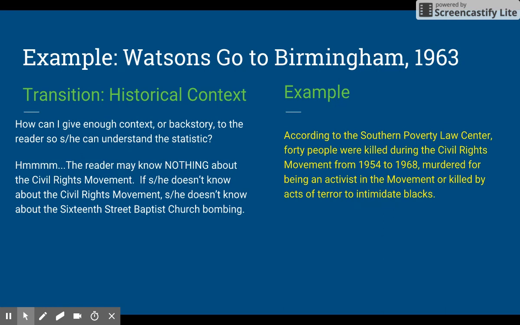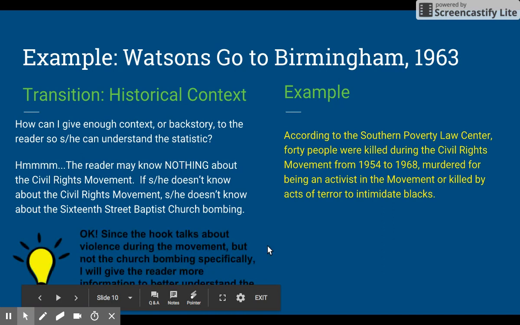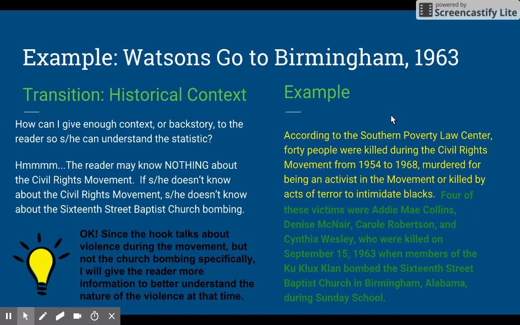Well, the reader may know nothing about the civil rights movement. We kind of have to assume that to some degree. And if he doesn't know anything about the civil rights movement, he also doesn't know about the 16th Street Baptist Church bombing. Okay. Since the hook talks about violence during that movement and is specifically talking about how many people were killed, I could give some more information to provide context so the reader understands a bit better this period of history. So I've added 4 of these victims.